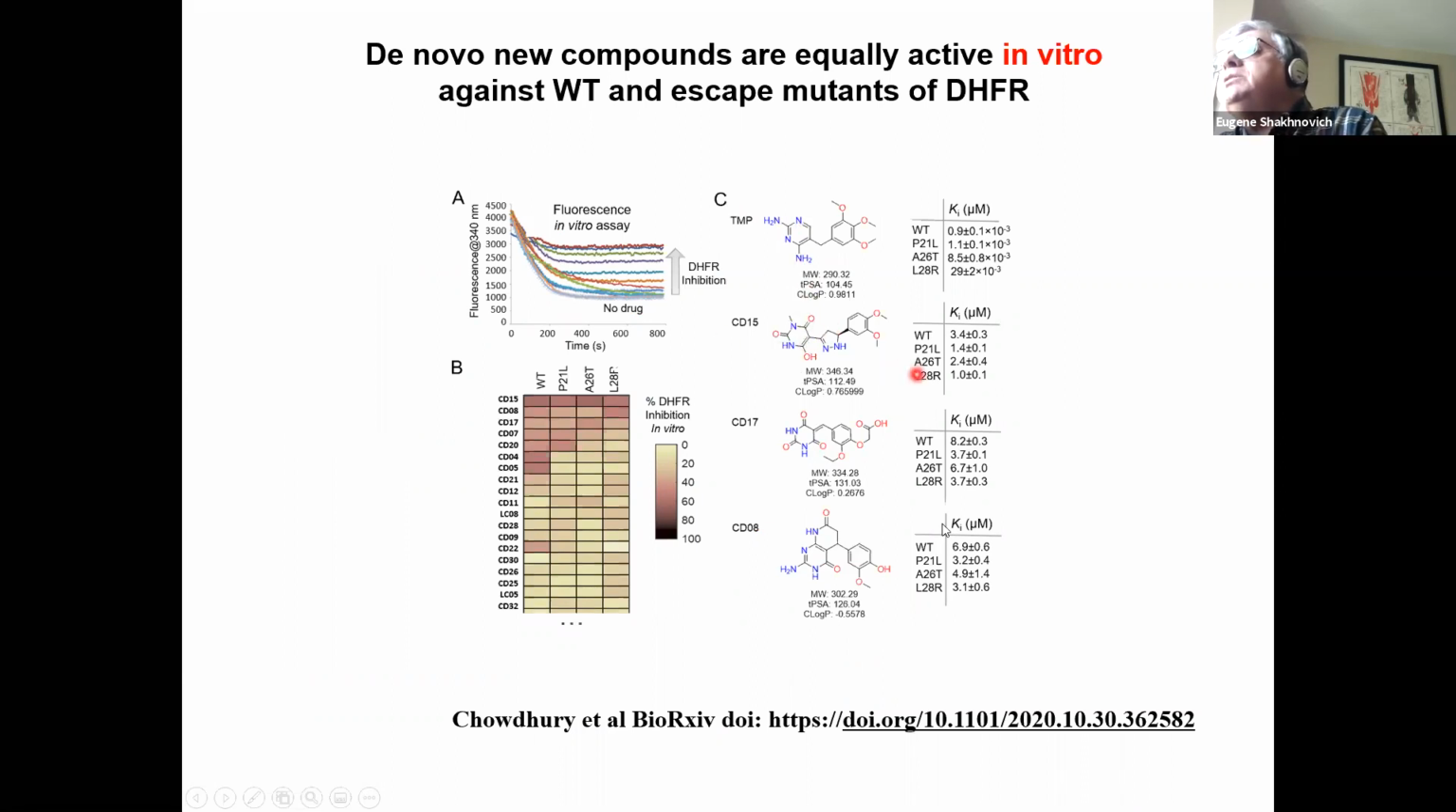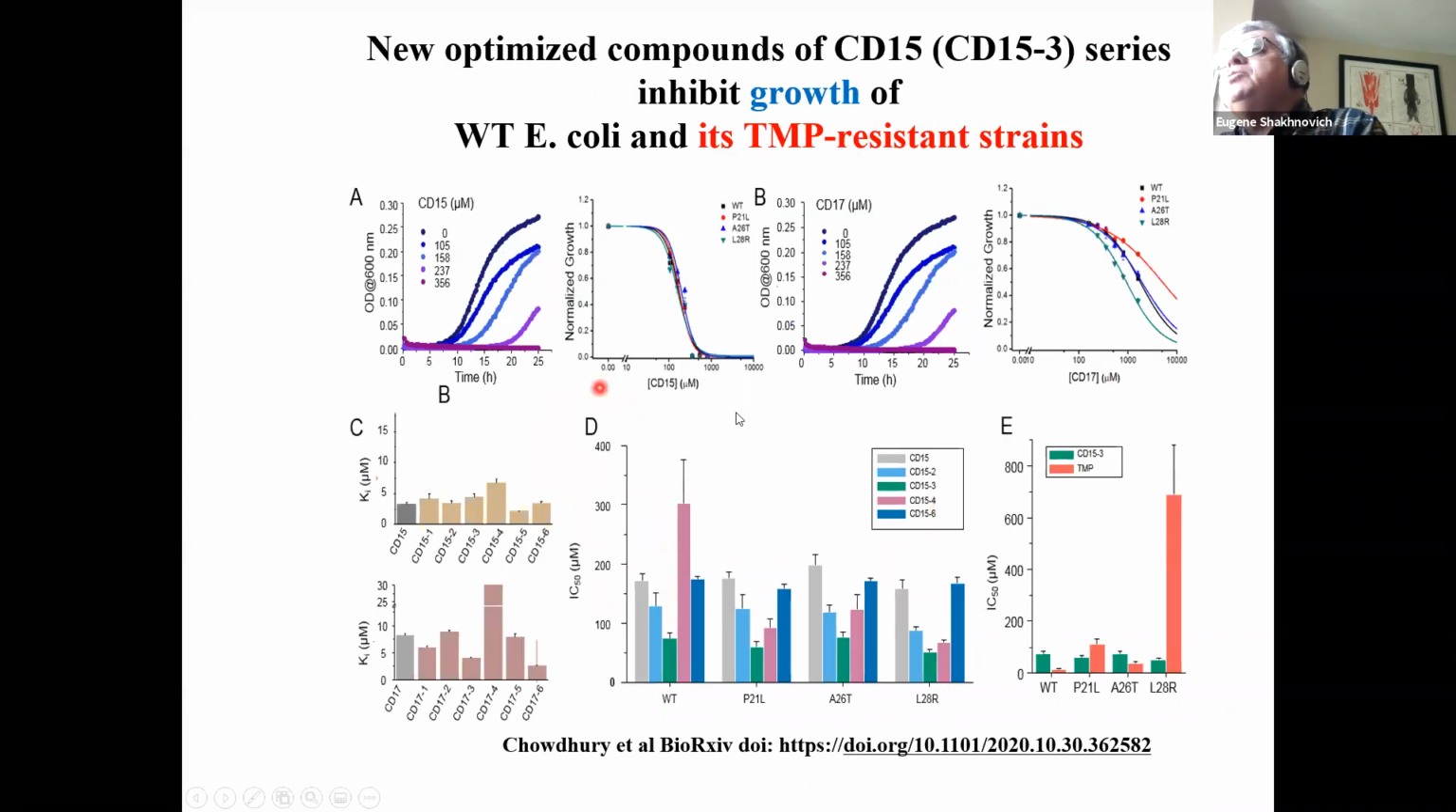These compounds indeed showed uniform inhibition, not only of the wild type but also of the mutant variants. That was quite promising, in the sense that they will probably inhibit resistant variants. And indeed, what we found is that this, one of the most interesting compounds, inhibited this L28R variant.